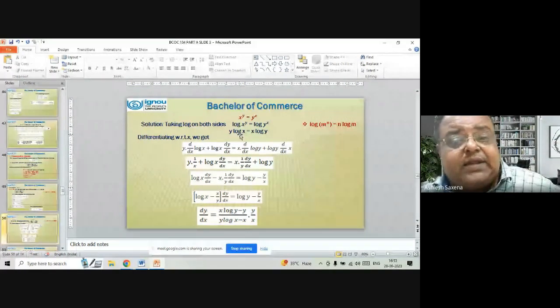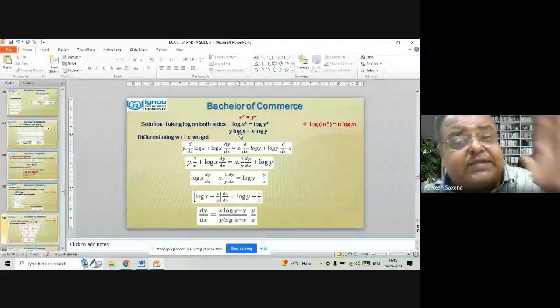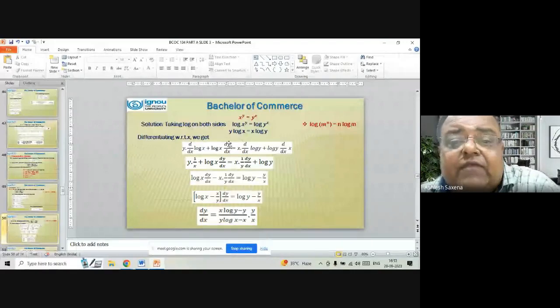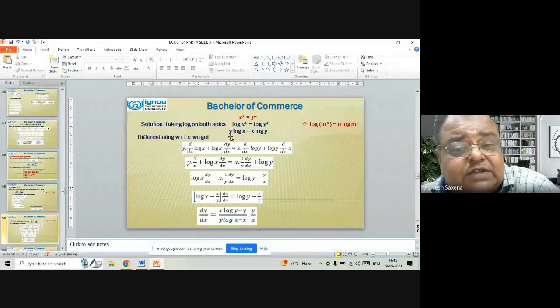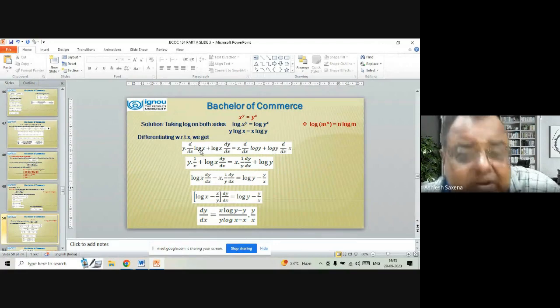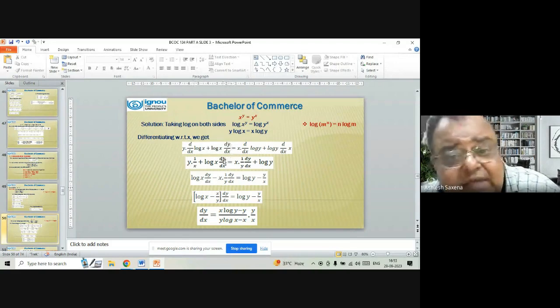I will start differentiating both the sides simultaneously. First function is y, first function as it is, derivative of log x, plus log x into derivative of first function, is equal to first function as it is, derivative of log y, plus log y as it is, derivative of first function. Derivative of log x is 1 by x, y into 1 by x. Derivative of y is dy by dx.